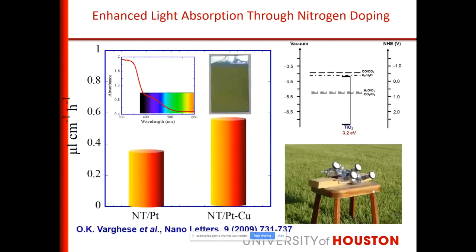Now what we did was try different strategies. I just want to explain one strategy, that is doping. We put impurities inside the crystal lattice of titanium dioxide and make it absorb visible light. That is one strategy. So here is a titanium dioxide nanotube doped with nitrogen. Nitrogen doping shifts the band gap to around 2.4 electron volt. That means from the UV range to around the green region of the solar spectrum.